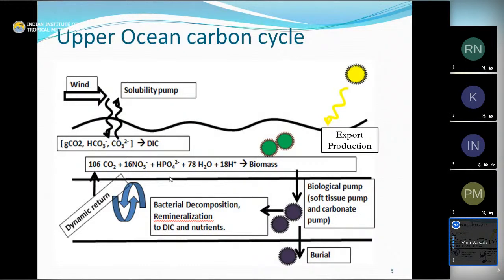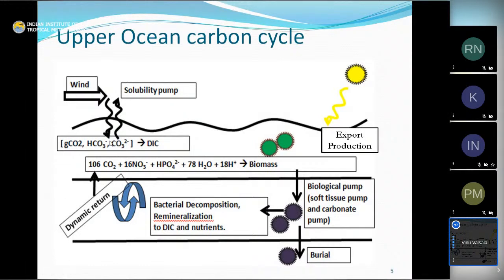So what happens after that? The biological mass sinks downward. We can call it the biological pump. It basically has two parts, the soft tissue part and the carbonate pump part. Soft tissue means those organic matter which decompose, which do not have the calcium carbonate component in them, which also sink downward. We can call it an export. And the hard tissue part is the calcium carbonate part, which also exports downward. So what happens in the interior below the euphotic zone is that bacteria decompose this organic matter and return the nutrient back into inorganic form. And this nutrient, however, has to be returned back to the surface by dynamical processes.